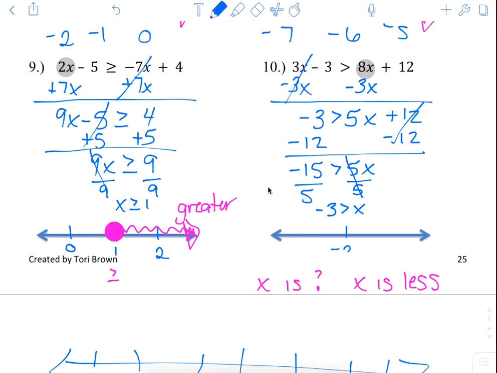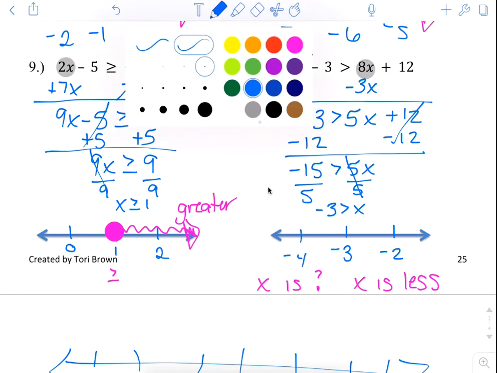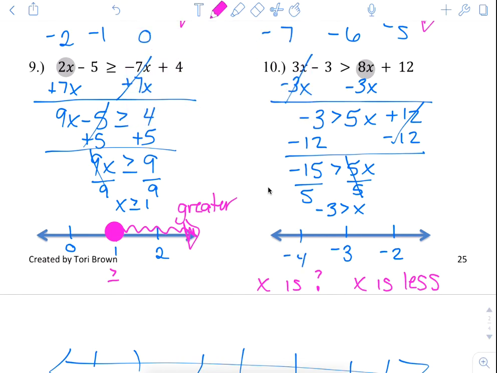So when I make my numbers, -3, -2, -4, I have to remember that I want to shade less than. I'm going to put my open circle still, and I'm going to shade to where the x is. x is less than that -3 because the -3 is greater than the x. Okay, so you could rewrite it the same way.